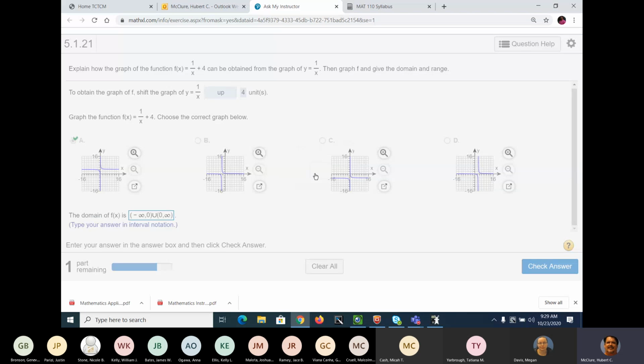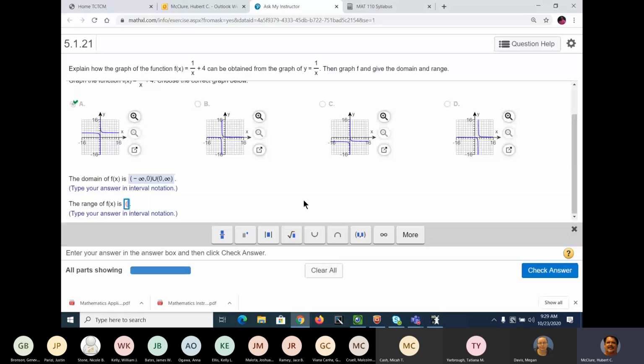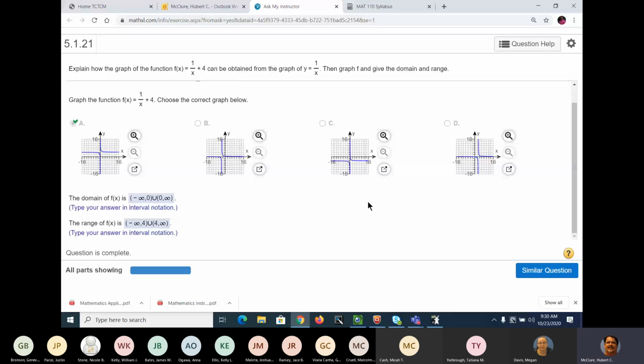The range is from negative infinity, parentheses, negative infinity, comma, 4, union, 4, comma, infinity. Now, the reason you use the U is because they don't overlap. Overlap would be intersection, which is an upside down U. Okay.